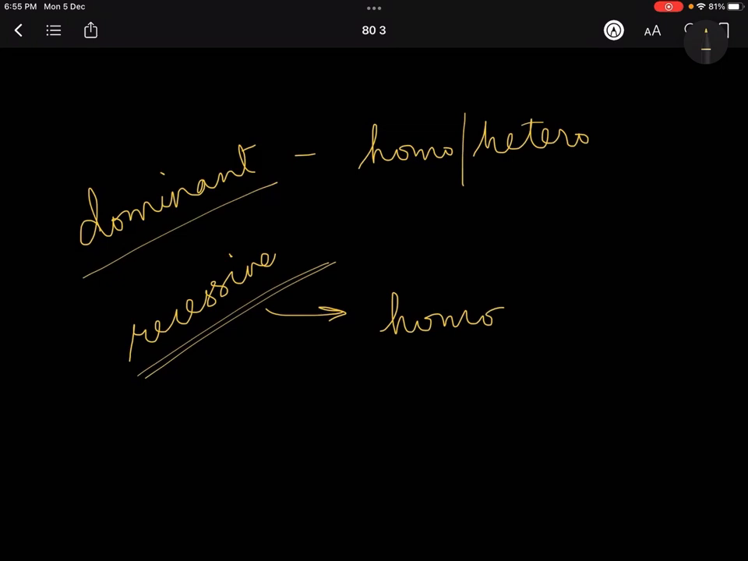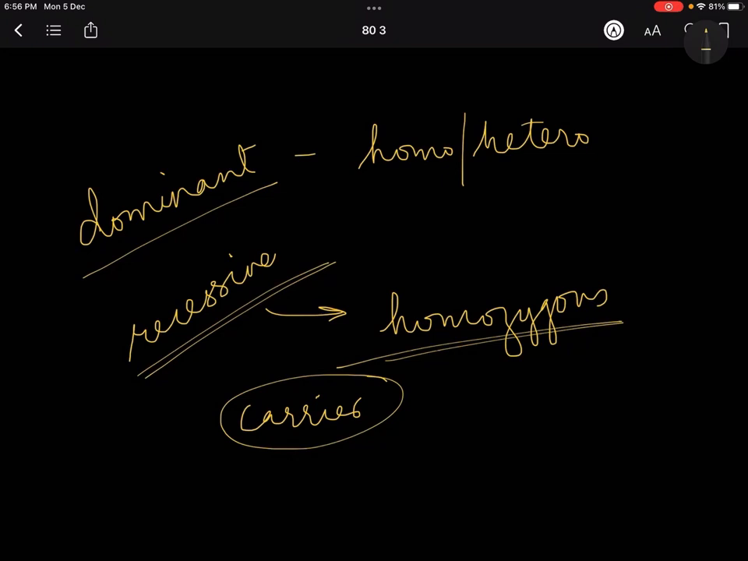That means if somebody has a disease and the person is not showing it, it is a carrier. Obviously, okay? What is a carrier? If you do not know what a carrier is and all of that, please go watch the previous lecture. I have cleared it out there. A carrier is a person who does not exhibit the disease, but carries it. Because in the dominant case, you can never carry the disease because the disease itself becomes fatal.